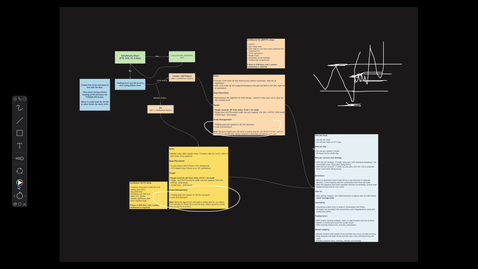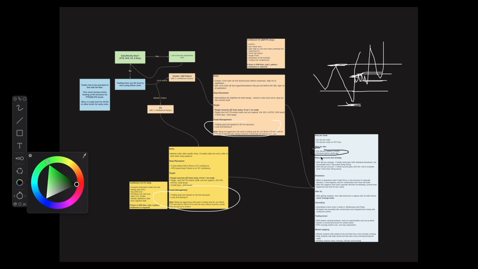Risk per day. Okay, so I am risking 2% per market. I have basically 2 shots on a trade.